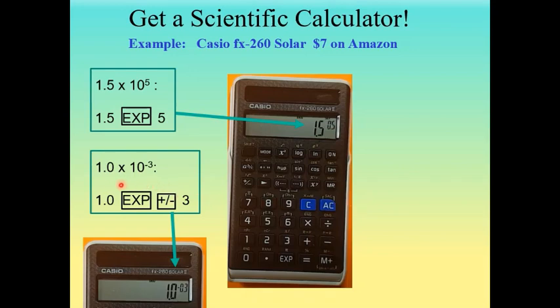Another example, if you wanted to enter the number 1 times 10 to the minus 3, you would enter 1.0, press the EXP button again, this button down here, and then you would hit this plus minus button right here. This puts in a minus sign. You can see it in front of the 3, and then you enter the 3, which is the power. So you can see here it's 1.0 times 10 to the negative third power.